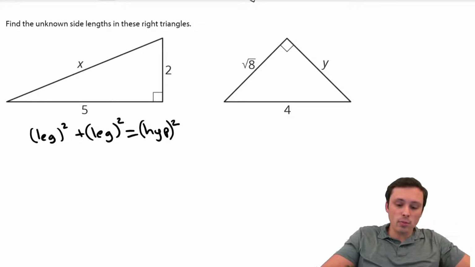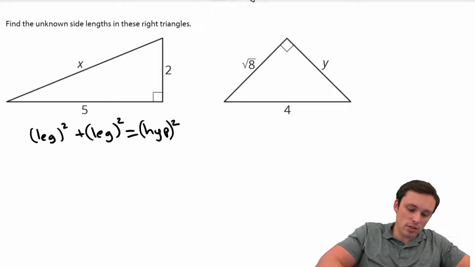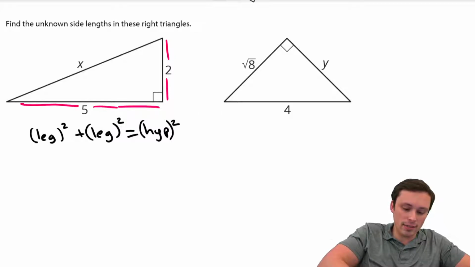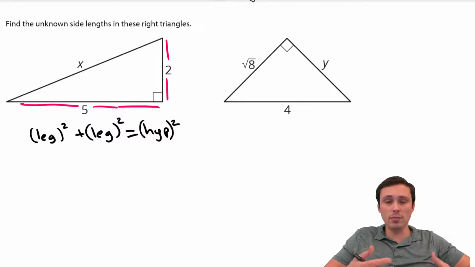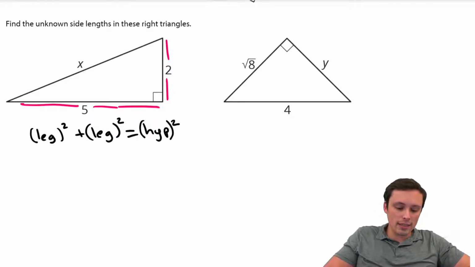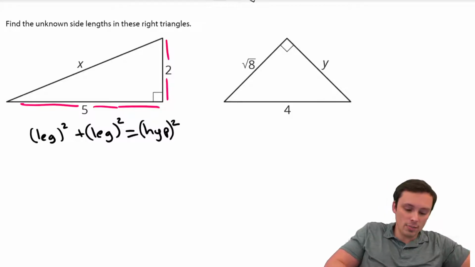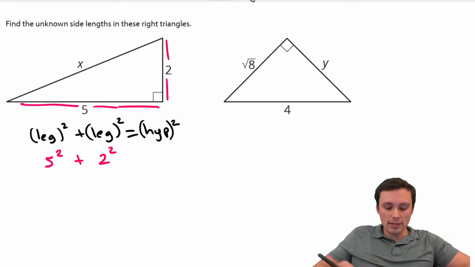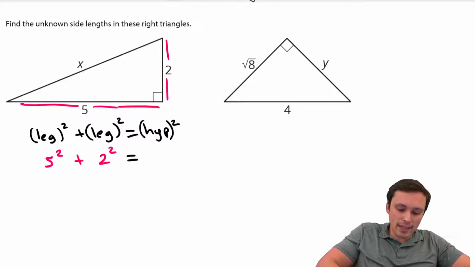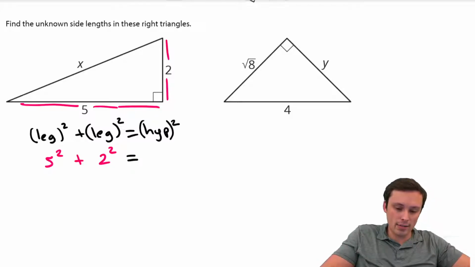Now, that means that we can lay out the values from this problem into the correct places. So let's identify the legs. The legs, remember, are the two sides that create the 90-degree angle. Here are the two sides that create the 90-degree angle. So those are going to be our legs. And because the order of addition doesn't matter, it's commutative, you can fill in the 5 or the 2 in either of the leg spots. That doesn't really matter. So we could do this as 5 squared plus 2 squared, or we could have done it as 2 squared plus 5 squared.